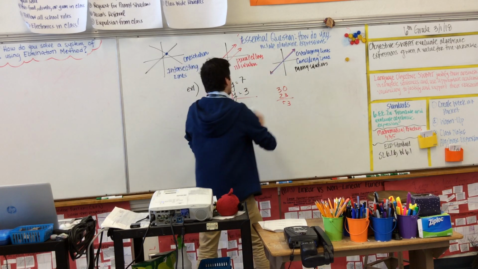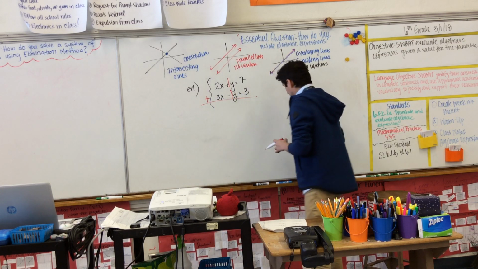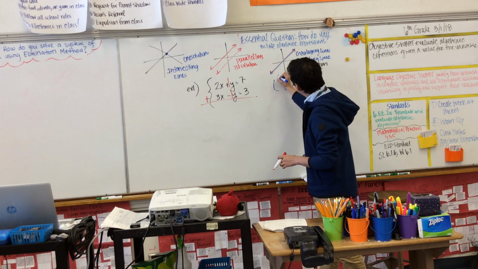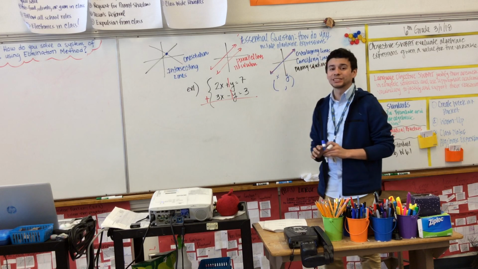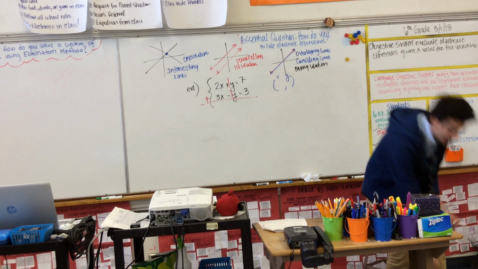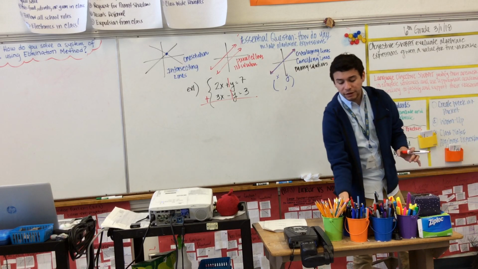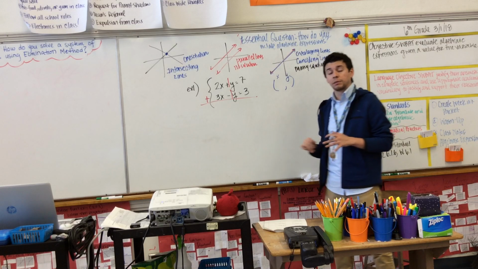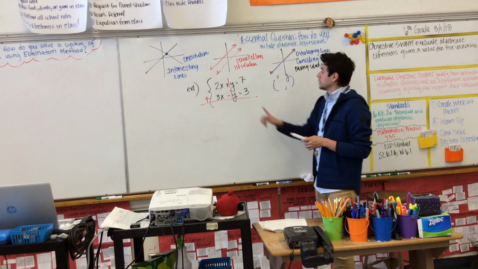Remember, your solution to a system has to be a point. The answer to this problem has to be a point. You want to see where the lines intersect. At what x value and what y value do these lines intersect? Your answer has to be a point. So here we go. Let's get started.